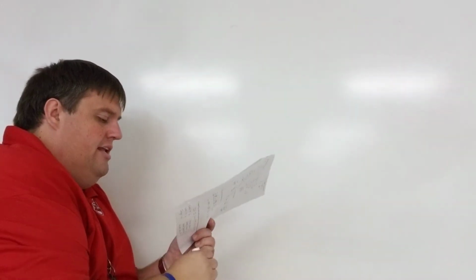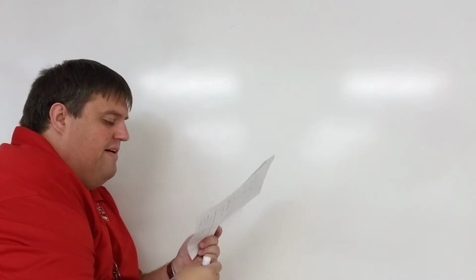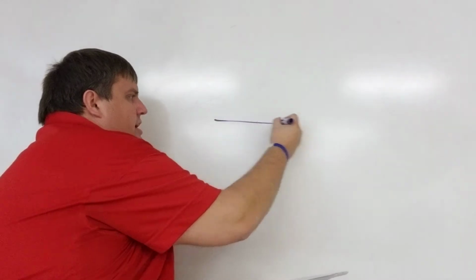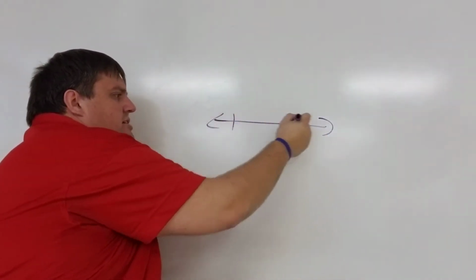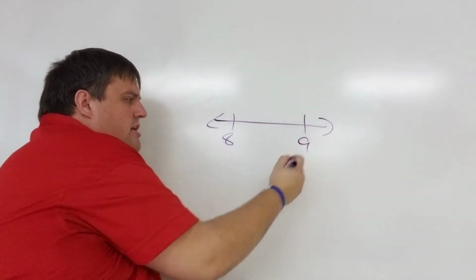All right, next section. You have to put them on the number line. So the square root of 67 should be between 8 and 9, right? I'm not going to write all these because I'm trying to save a little bit of time. I know this is getting long.